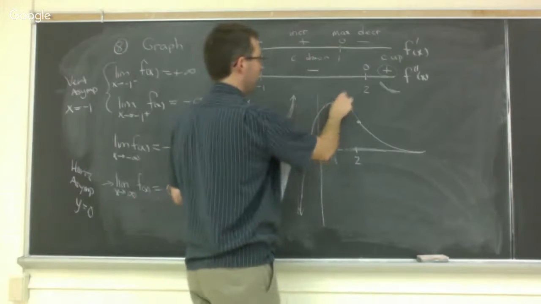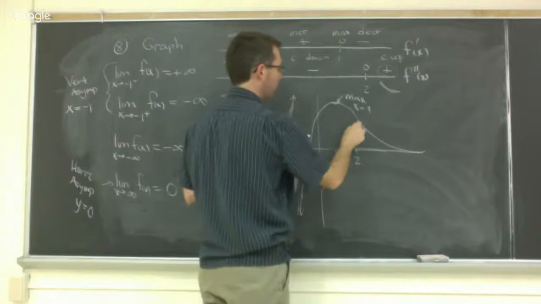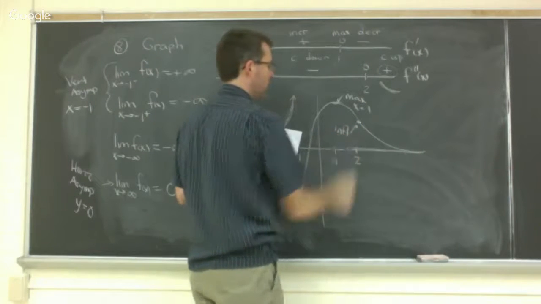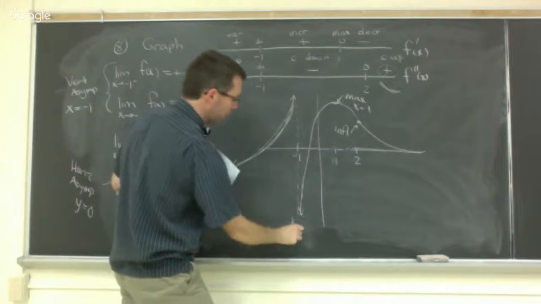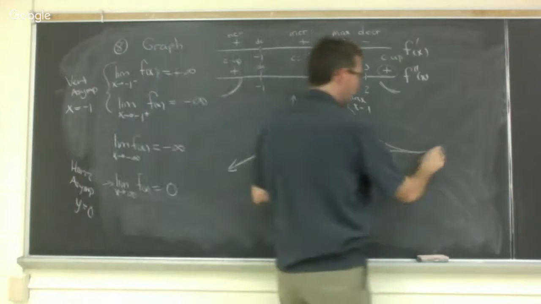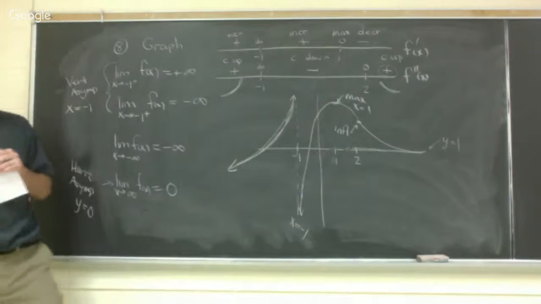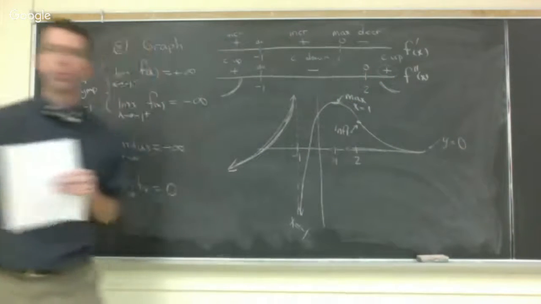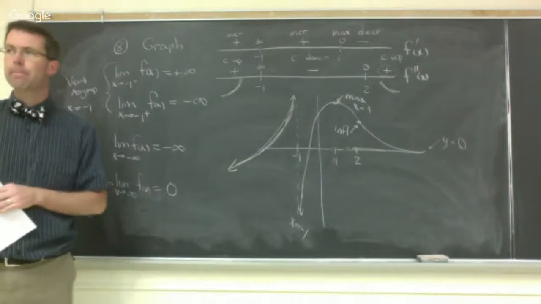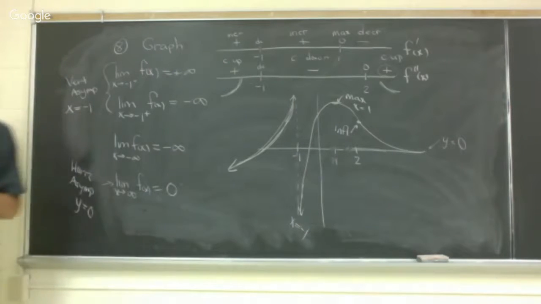So I have a maximum at x equals 1. I have an inflection point at x equals 2. I've got a vertical asymptote at x equals -1. I've got a horizontal asymptote at y equals 0. Okay. So that finishes exam 1.